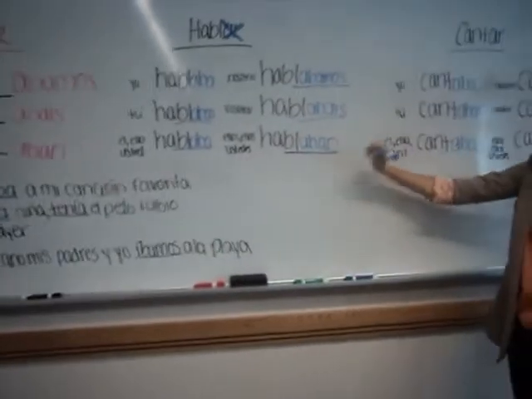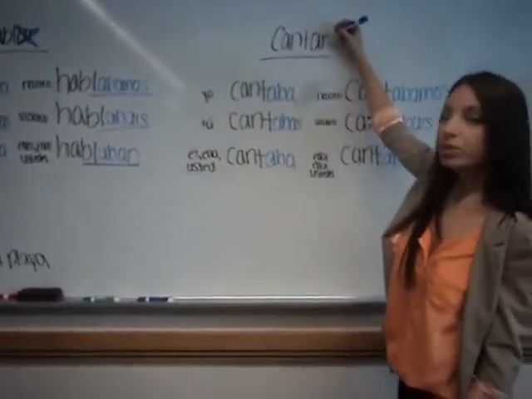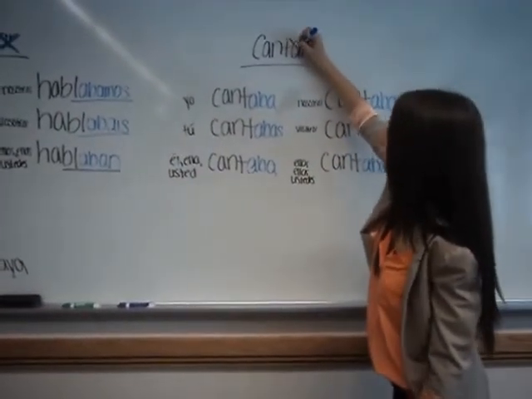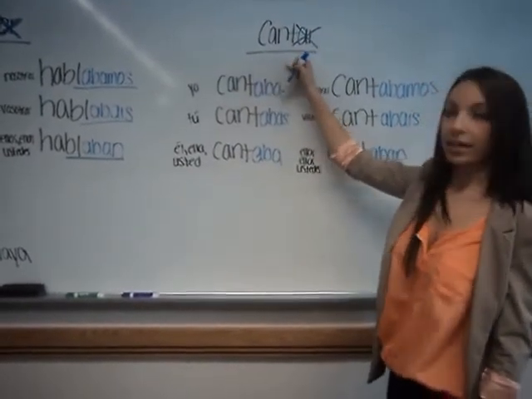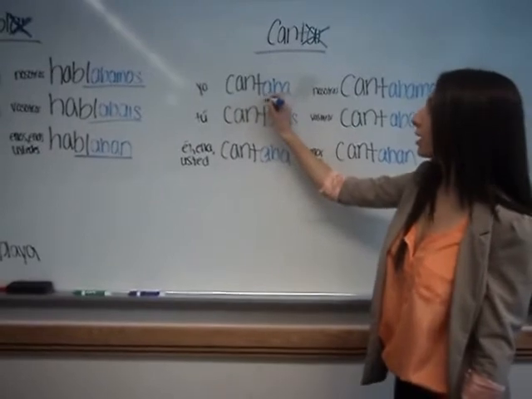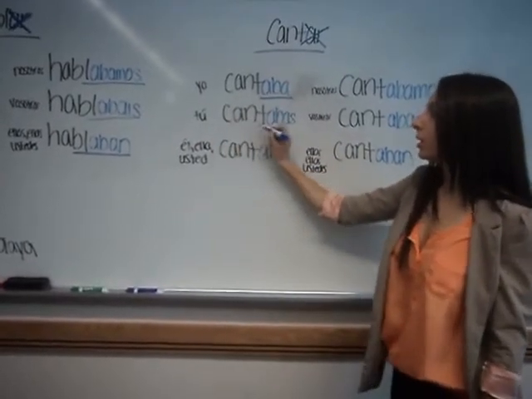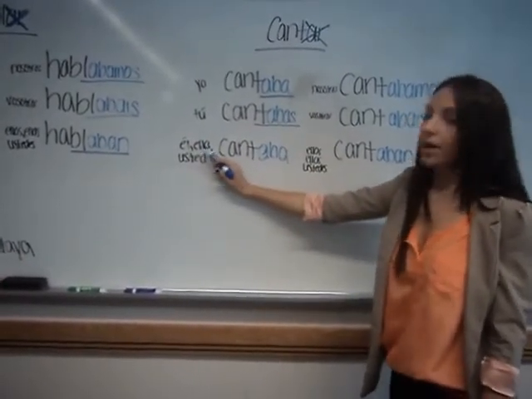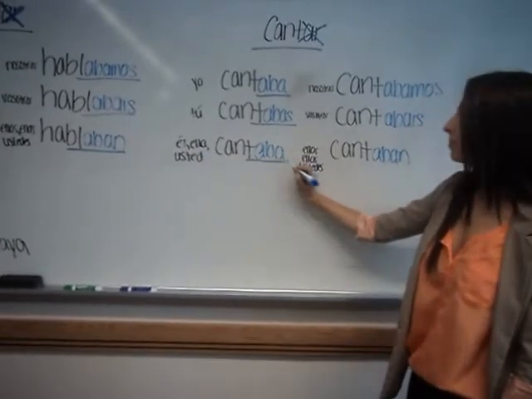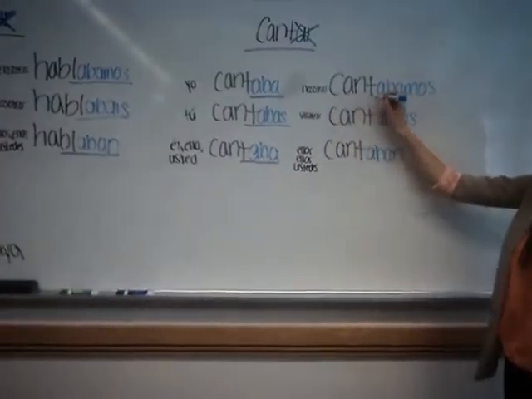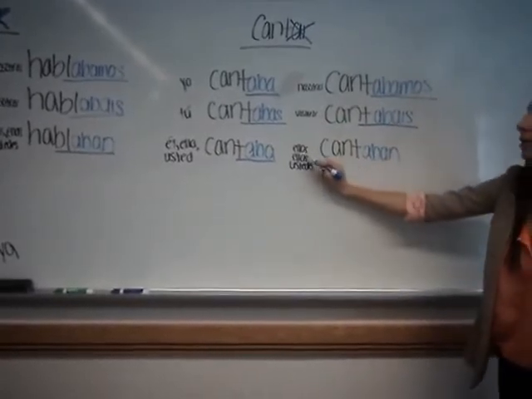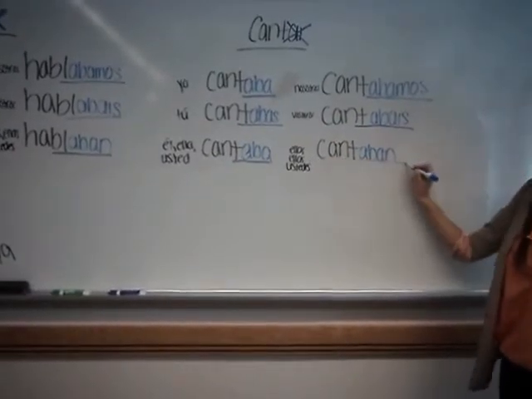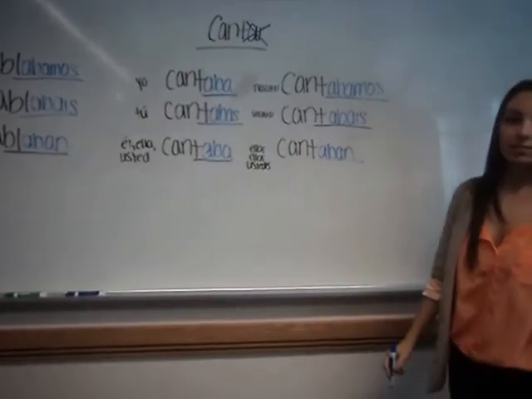Let's do another. Again, we have our verb cantar, which means to sing. So we're going to remove this AR, and we're going to add one of our endings. So we get yo cantaba, tú cantabas, él, ella, usted cantaba, nosotros cantábamos, vosotros cantabais, y ellos, ellas, ustedes cantaban. And these are the AR endings.